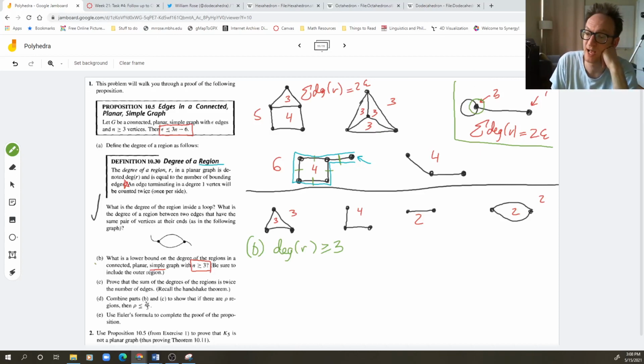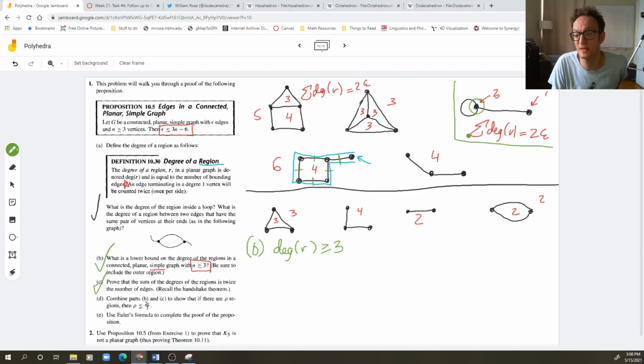Now part C: prove that the sum of the degrees of the regions is twice the number of edges. This is something that we've now been talking about over and over again. I don't need to reprove this. It's just true. In fact, it's the entire thing I was explaining for why we defined the degree of a region in the way that we did. Count the degree of every region. Every region has a border with a certain number of edges in it. When you do that, you count every edge twice, and so there we go.